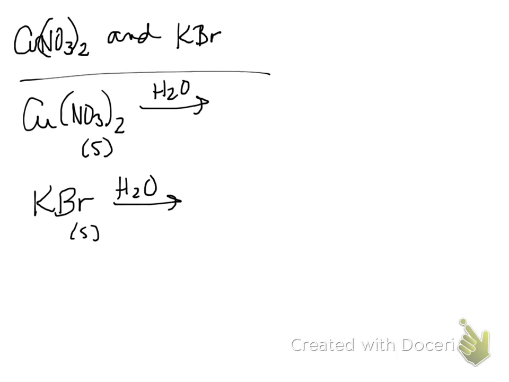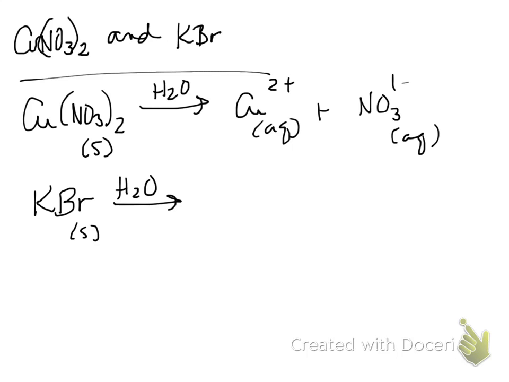All right, for our copper 2 nitrate, name me the first ion that you're going to see appear in solution. We're going to have Cu2+, and that will be aqueous. And what's the other ion that's going to come out of here? Nitrate. So NO3, 1 minus, also aqueous. Okay?